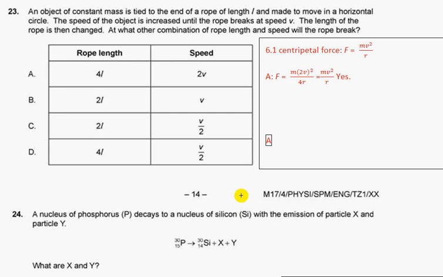Question 23. An object of constant mass is tied to the end of a rope of length L and made to move in a horizontal circle. The speed of the object is increased until the rope breaks at speed v. The length of the rope is then changed. At what other combination of rope length and speed will the rope break?